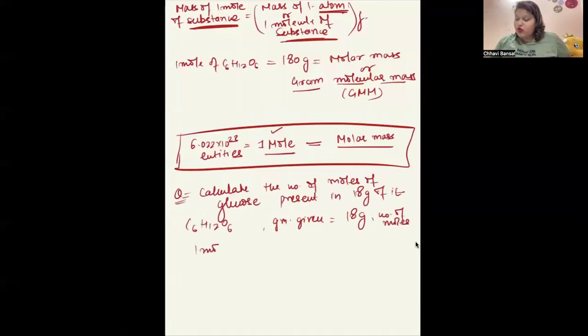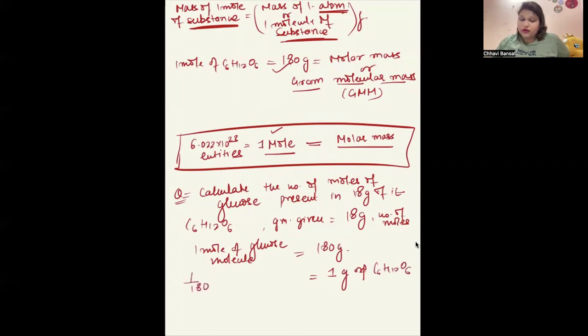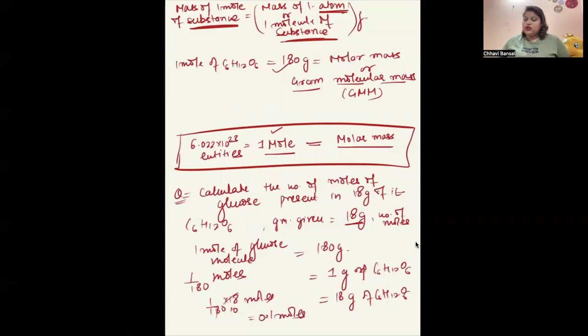Now simple, 1 mole of glucose molecule. What is the mass? 180, 180 gram, right? Now how many moles are present in 1 gram of glucose? 1 by 180 moles, right? What we are given with 18 gram. In 18 gram of glucose, how many will be present? 18 divided by 180 moles, which is equal to 1 by 10, which is equal to 0.1 moles.